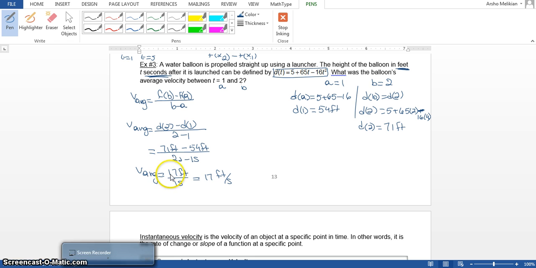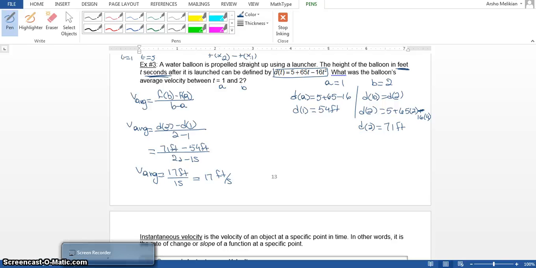So on average, this launcher is moving up at a rate of 17 feet per second. Okay? Now, this is average speed. The total distance divided by the total time, so on average it was going up at 17 feet per second.